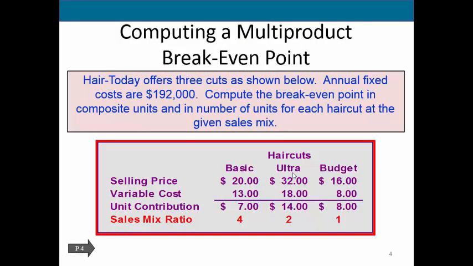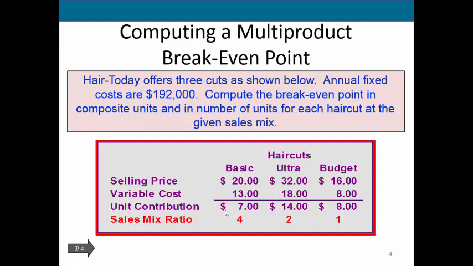We have an example here. We have a company that offers 3 products. You can see them shown here. Most importantly, we have the unit contribution margin for each product, and then we have the sales mix ratio. What this means is, for every 1 budget haircut, we have 4 basic haircuts. And again, for every 1 budget haircut, we're going to see about 2 of the ultra services. So we'll use this information along with the contribution margin information to come up with our composite unit.